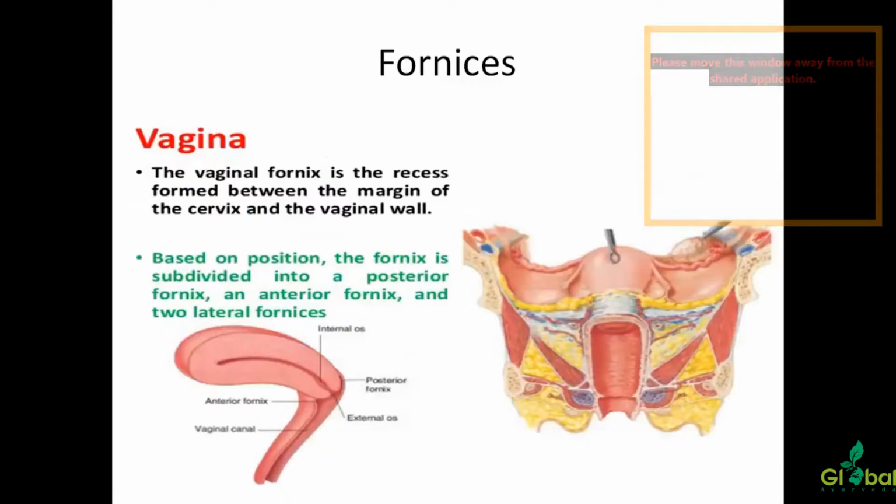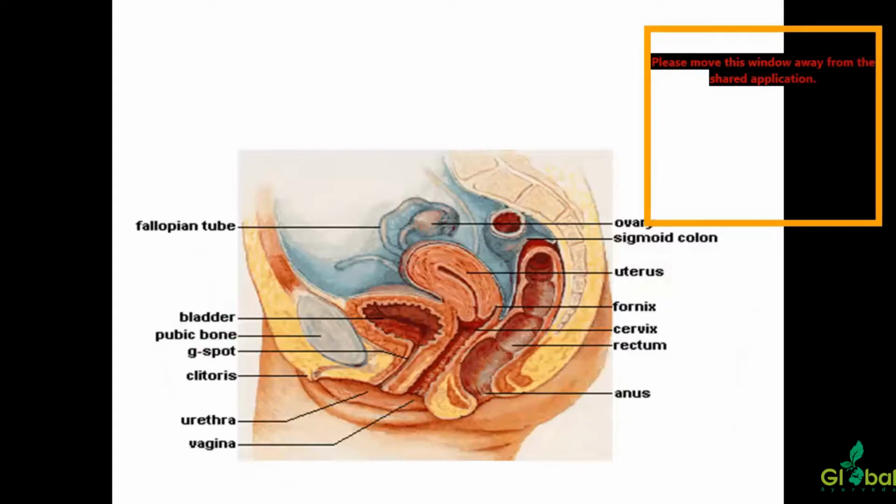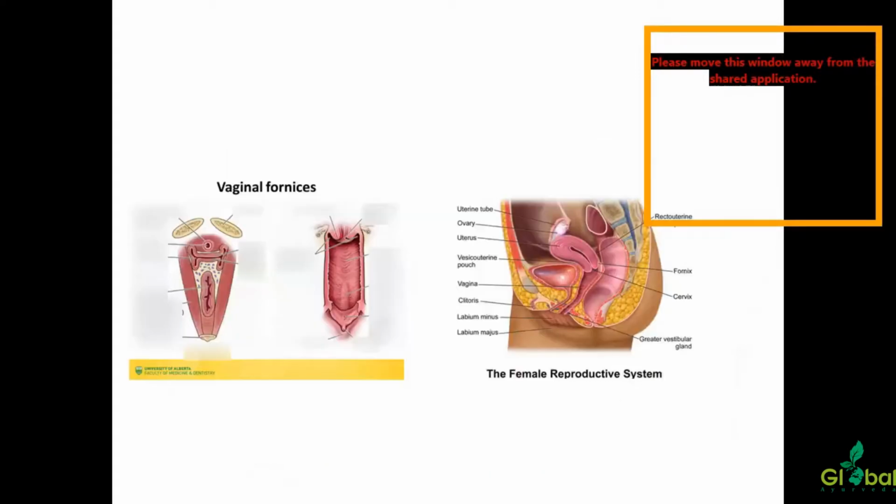Then fornices. Fornices means a recess formed between the margin of the cervix and the vaginal wall. Based on the position, there are mainly four types of fornix: posterior, anterior and two lateral fornices. In the figure, we can see this fornix clearly. This is also a fornix.